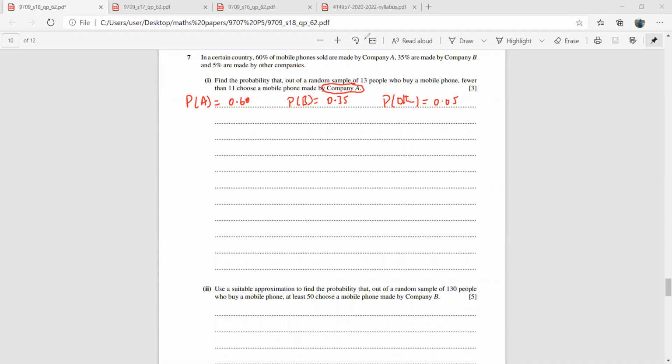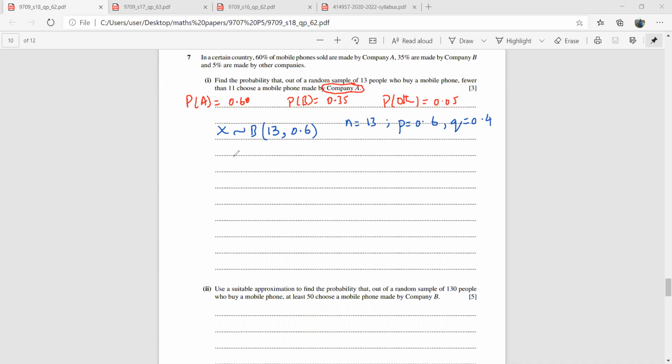So we shall assume that this is going to be a binomial distribution because we're given the number of people, there are exactly 13 people, and it is talking about company A. So 0.6 would be the probability of success. So we have n equal to 13, p equal to 0.6 and q equal to 0.4. We have divided the whole situation into two things, either company A or not company A, that is a failure here.